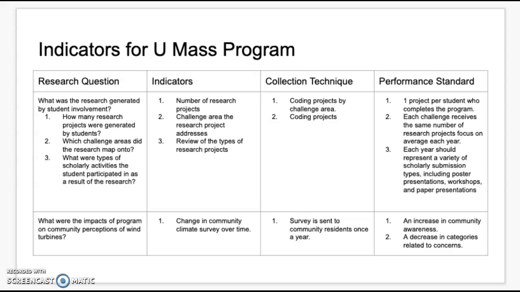We will look at a comparison between the number of projects focused on each challenge area over the 3 years of the program to determine whether or not each challenge area receives equal focus. Finally, we would like to determine what opportunities for scholarly activities the program is creating for students. For our second research question, our standards will be focused on the direction of change in response to an annual community survey over the 3 years that the program was in place.